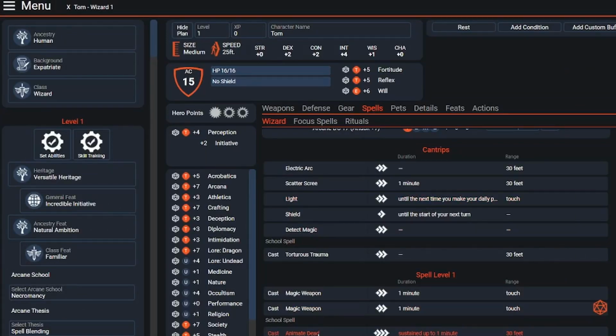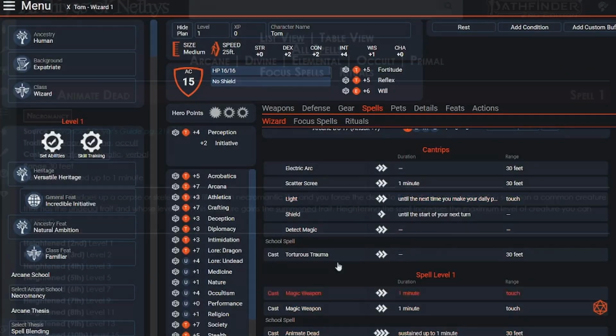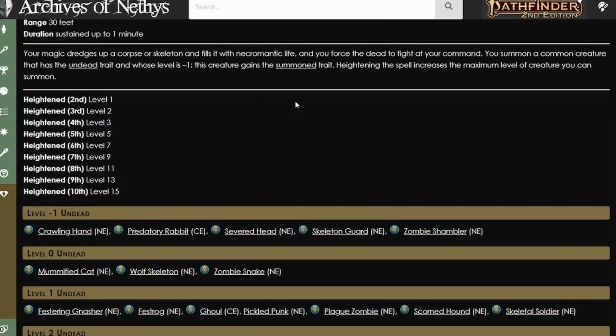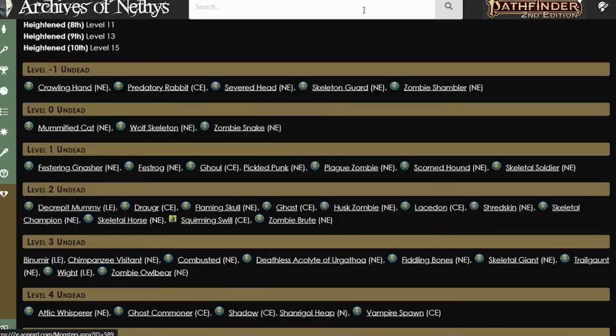Now, what exactly can we summon with this Animate Dead? If we go to the Archives of Nethys, the page for Animate Dead is very helpful because it doesn't just give us the description of the spell, but it also shows the options. We can summon level -1 undead that are common. The first one, which is a good potential option, is the Crawling Hand.